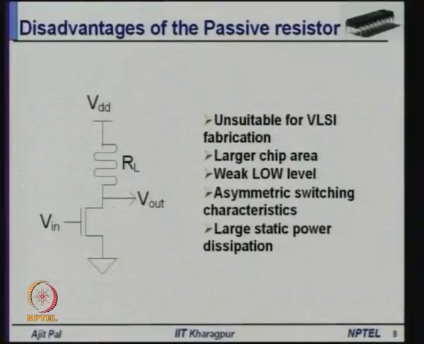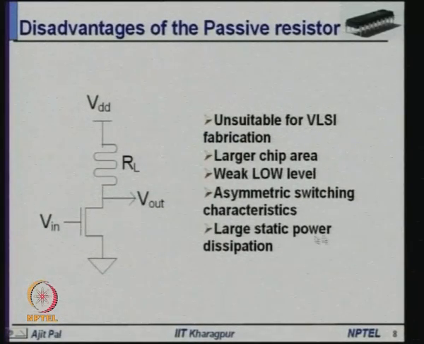Obviously, on time and off time, or low to high level and high to low level transition times will be different, and which may not be acceptable in many situations. So, asymmetric switching characteristic.